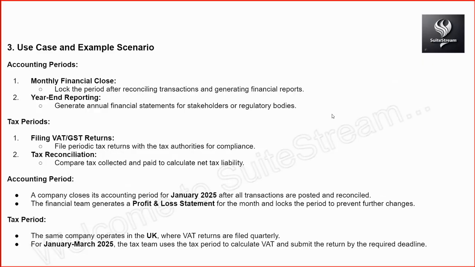Accounting period example: a company closes its accounting period for January 25 after all transactions are posted and reconciled. The financial team generates a profit and loss statement for the month and locks the period to prevent further changes. Tax period example: the same company operates in the UK where VAT returns are filed quarterly, for January to March 25. The tax team uses the tax period to calculate VAT and submit the return by the required deadline.